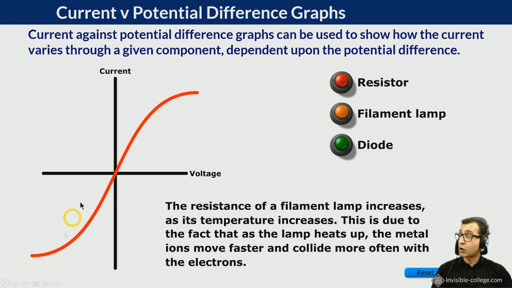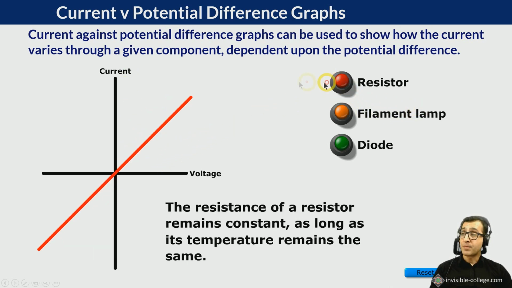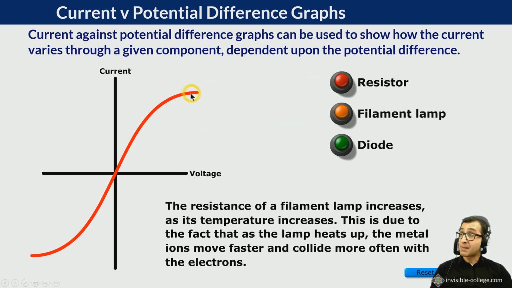And so this is the shape of the I versus V graph for a non-ohmic resistor or a filament lamp. A fixed resistor obeys Ohm's law, but a filament lamp is a non-ohmic resistor because its current versus voltage graph is not a linear proportionality.